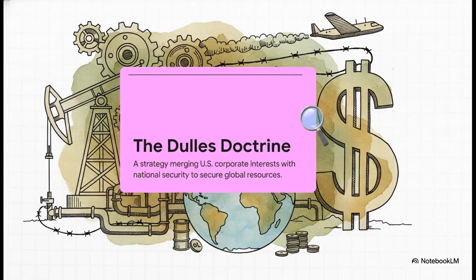So what is the Dulles Doctrine? It's pretty simple, actually. It's a strategy where the line between what's good for a giant corporation and what's good for America just disappears. It basically says that U.S. corporate interests, especially oil interests, are the same as U.S. national security. And the goal? To get access to resources all over the globe by any means necessary.